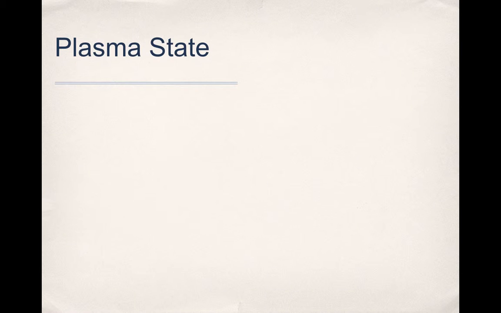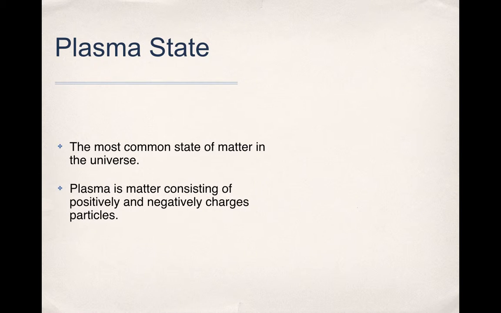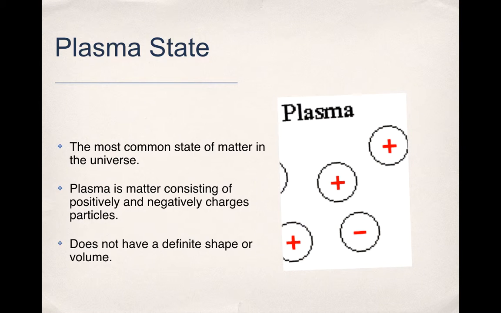Last state of matter is the plasma state. And this is going to be very similar to gases. However, there are some differences, and those differences are what make plasma the most common state of matter in the universe. Plasma is particles that have positive and negative charges.